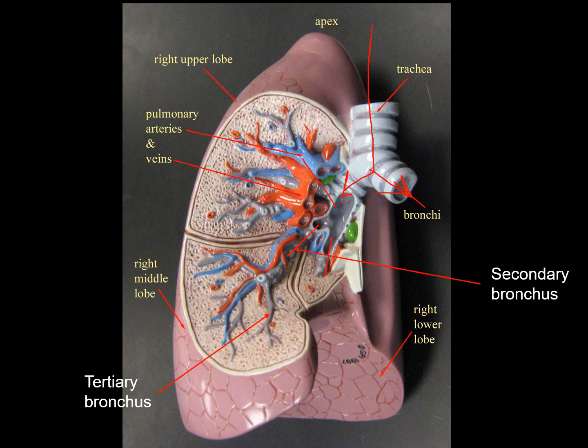Anytime we branch again, we're going into tertiary bronchi. And then they continue to branch, and we'll talk more about those when we talk about the respiratory system in lecture. But we can see our arteries as well. We have our pulmonary arteries and veins. Arteries are going to be blue, veins are going to be red in the lungs, because we talked about the difference in oxygenation in the pulmonary circuit.